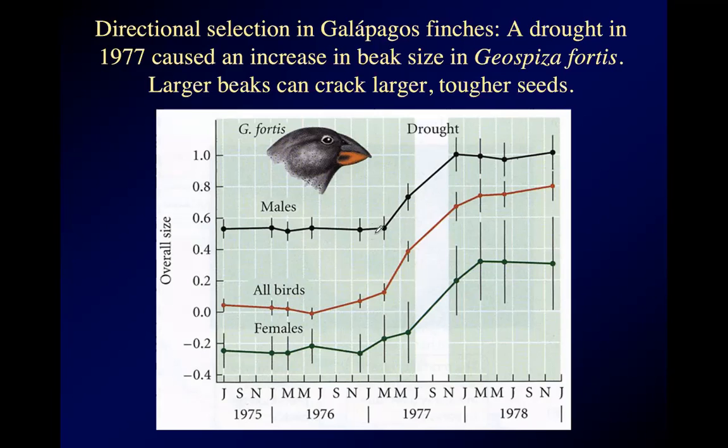You can see the curves for both male beaks and female beaks went up quite a bit during the drought. These dots right here are means. Those are average beak sizes. And you can see how the mean increased from this value to this value to that value during the drought. That would be directional selection. The mean beak size shifts.